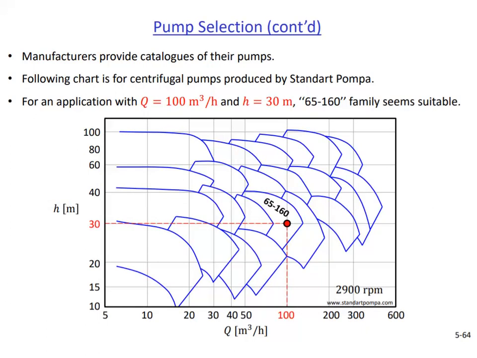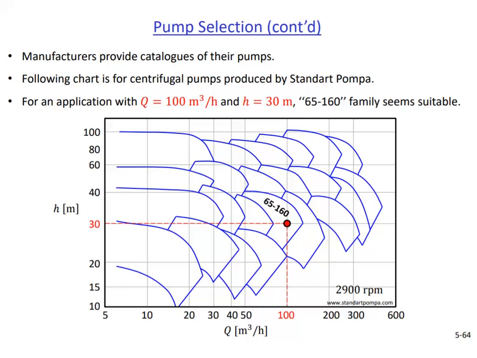Pump manufacturers usually provide catalogs of their products, and the selection process starts with charts similar to the one shown here. This one is from a Turkish company called Standard Pompa. What you see here is a head versus flow rate plot. A number of different pump families occupy different parts of this plot.